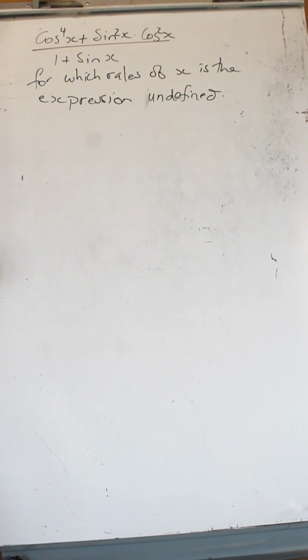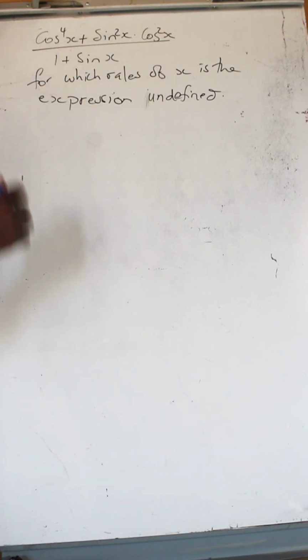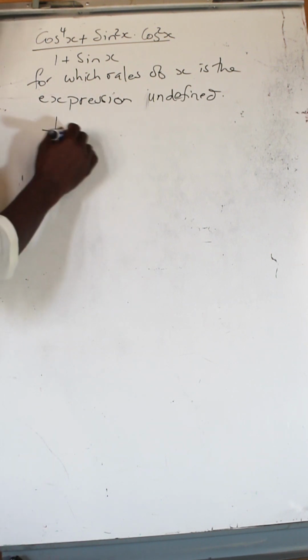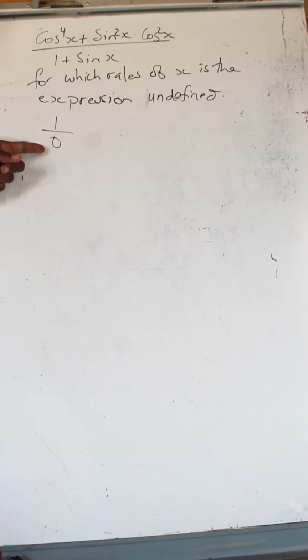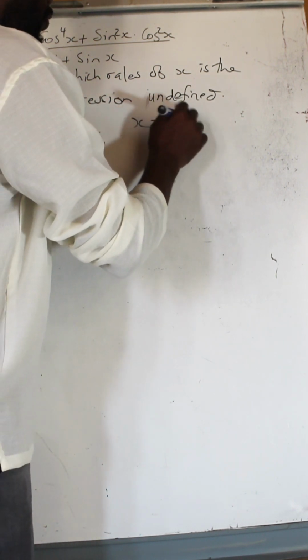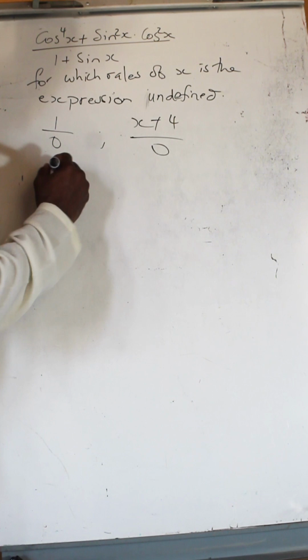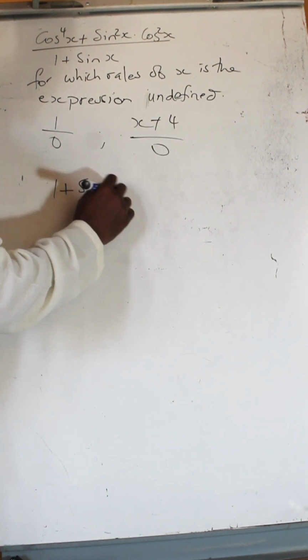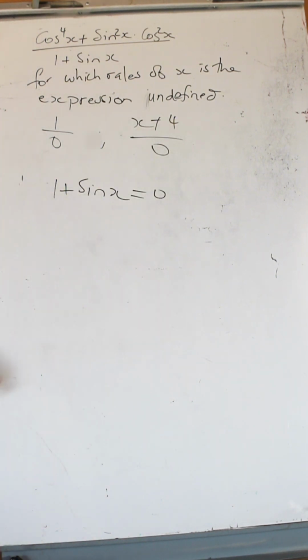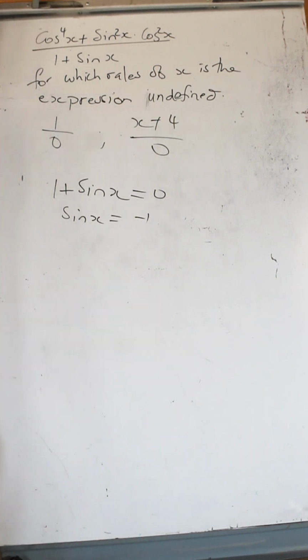Now the next question is, for which values of x is this expression undefined? Now for an expression to be undefined, the denominator must be 0. It doesn't matter whether it's x plus 4 divided by 0. As long as there's 0 at the bottom, this whole thing is going to be undefined. So what we're going to do is take 1 plus sine x and equate it to 0 to make this thing undefined. So then we have sine x is equal to negative 1.